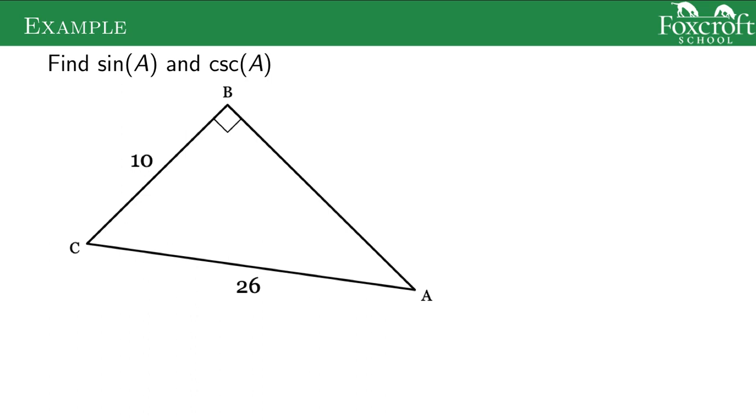All right, so this is when we're going to find sine of A and cosecant of A. So sine of A, all right, we have our angle A. We have the opposite side and the hypotenuse. And that's convenient because when I find sine of A, sine is SOH, opposite over hypotenuse. I already have all the information I need. I just do 10/26, and that is 5/13.